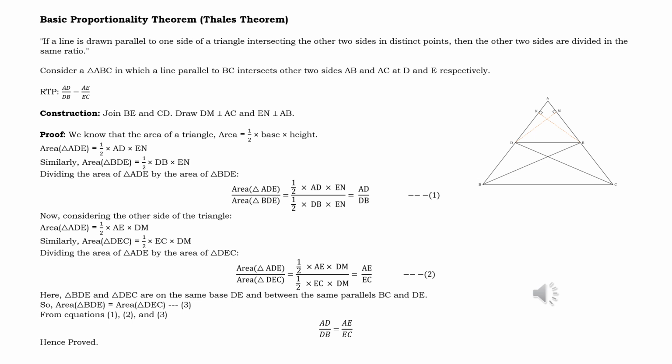The conclusion. Since triangle BDE and triangle DEC have equal areas, the ratios we established earlier must also be equal. This proves that the ratio of AD to DB is exactly the same as the ratio of AE to EC. Therefore, the line parallel to the base divides the other two sides proportionally.